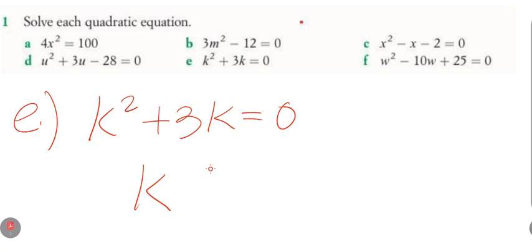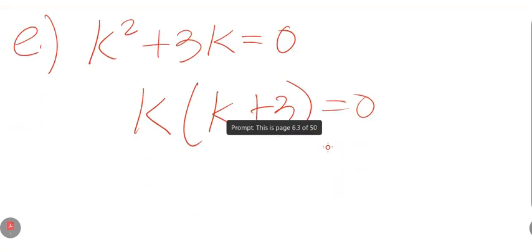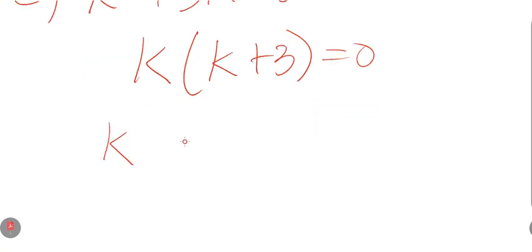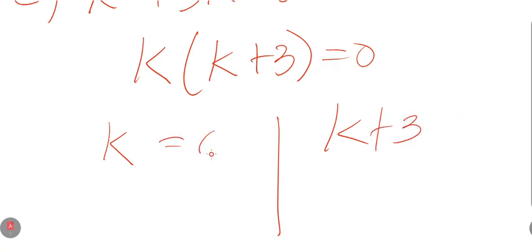k times (k plus 3) equals 0. So we're going to set up the cases. One is k, and the other one is k plus 3. So we're going to have each of them set to zero.